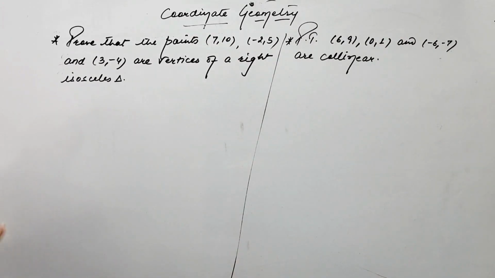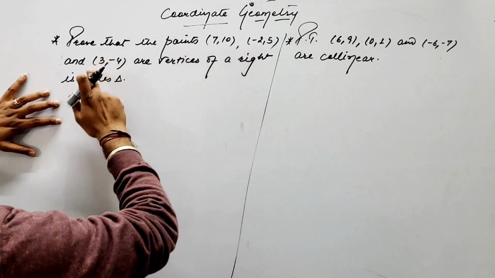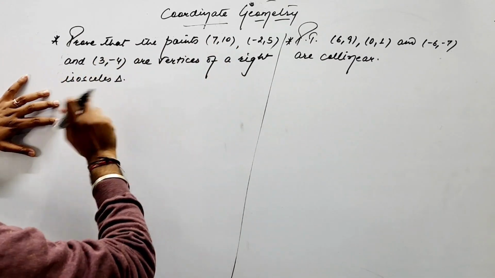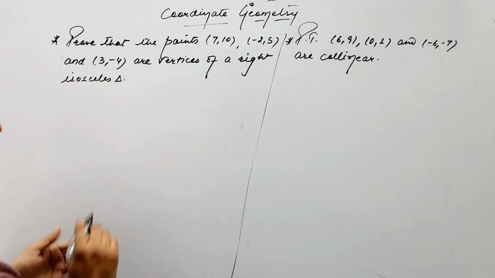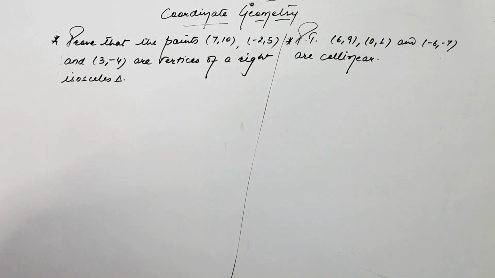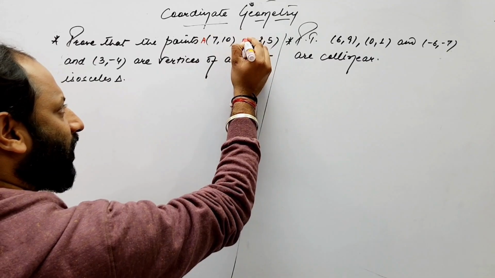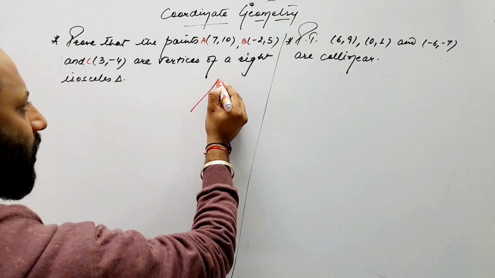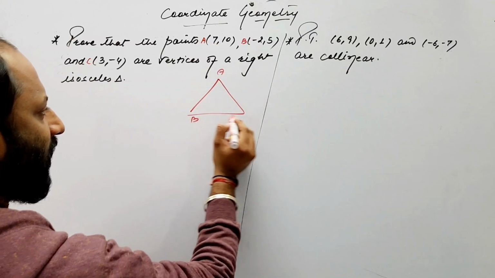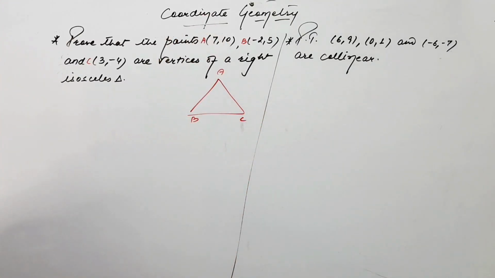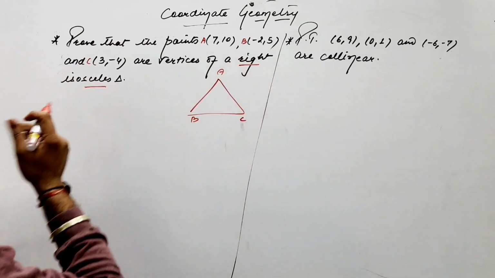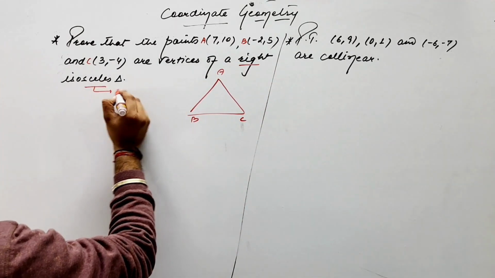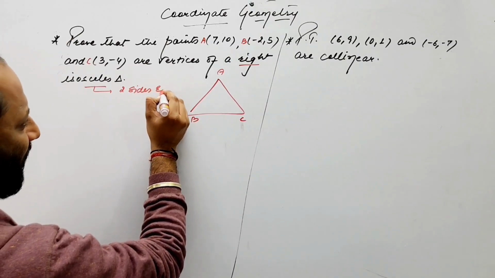Now we have some implementation of this formula for 3 points. What they said here: prove that the points are the vertices of a right isosceles triangle. A triangle is there. I am giving names to make it easy. Suppose this is A, this is B, and this is C. Just a rough drawing of the triangle, A, B and C with those points. Now we have to check it is a right isosceles triangle. Isosceles means two sides or two distances must be equal.